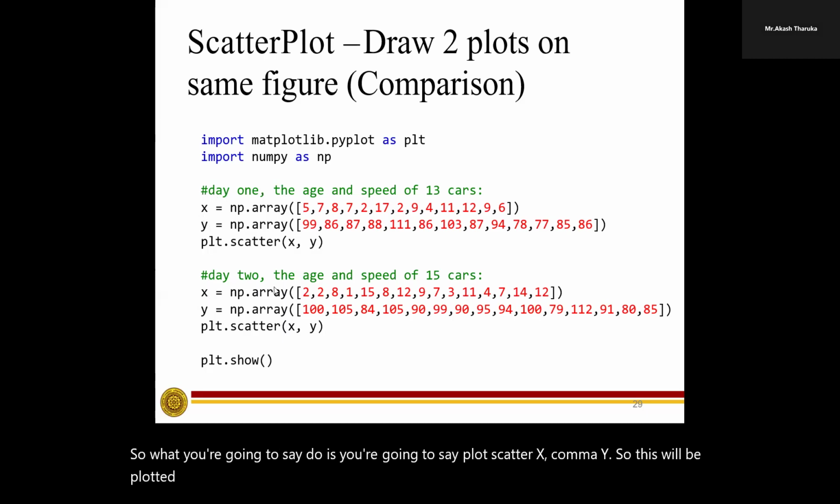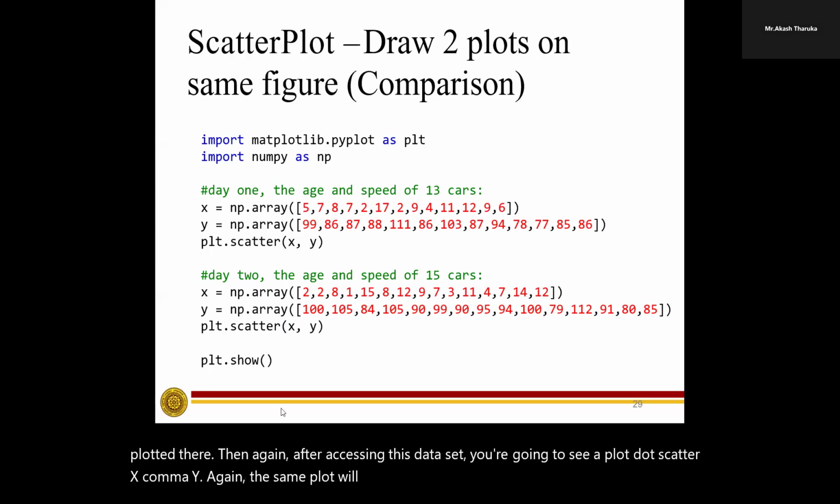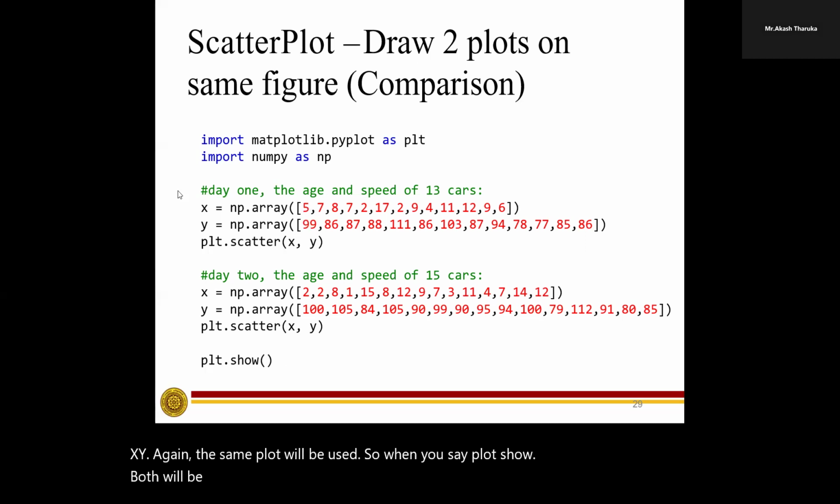Then again, after accessing this data set, you're going to say plot.scatter x comma y. Again, the same plot will be used. So when you say plot.show, both will be there. I will show you how this works, because this is a very interesting thing. Let me show you something here.